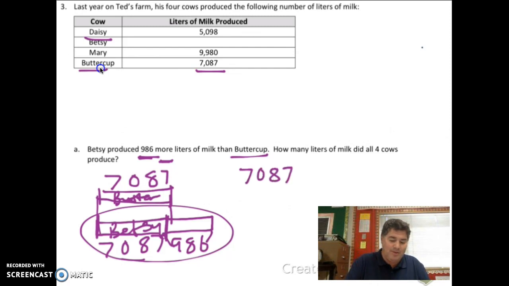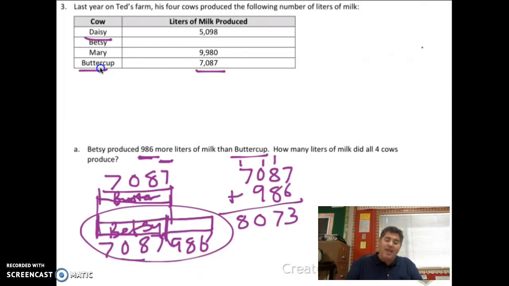So all we need to do is 7,087 plus 986. 7 plus 6 is 13. 8 plus 8 is 16, plus 1 more is 17. Carry the 1. 9 plus 1 is 10. Put the 1 up there. 8 plus 7 is 8. So 8,073. So we're going to write that right in here. 8,073. That's how much Betsy has.